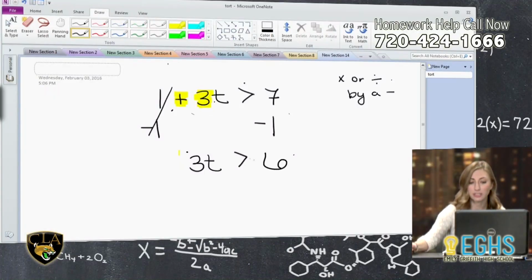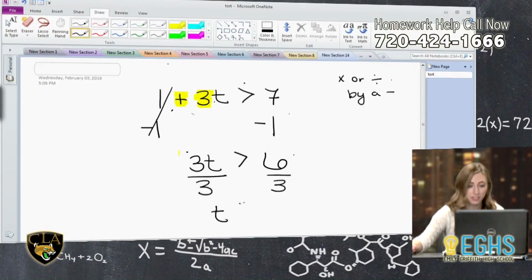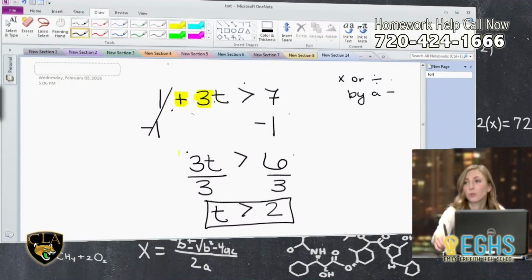So we have 3t is greater than 6. Now to continue to get that t by itself, we're going to divide both of our sides by 3, and we're going to say t is greater than 2. And so that means that anything greater than 2 would make this inequality true.